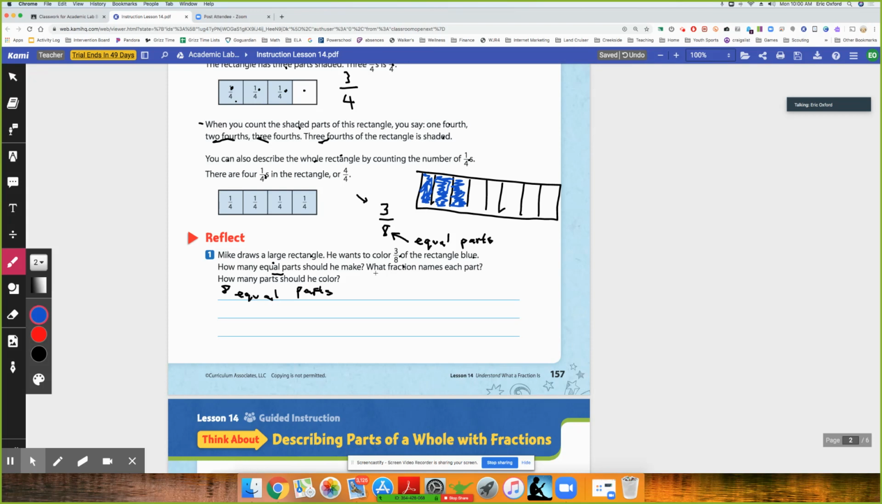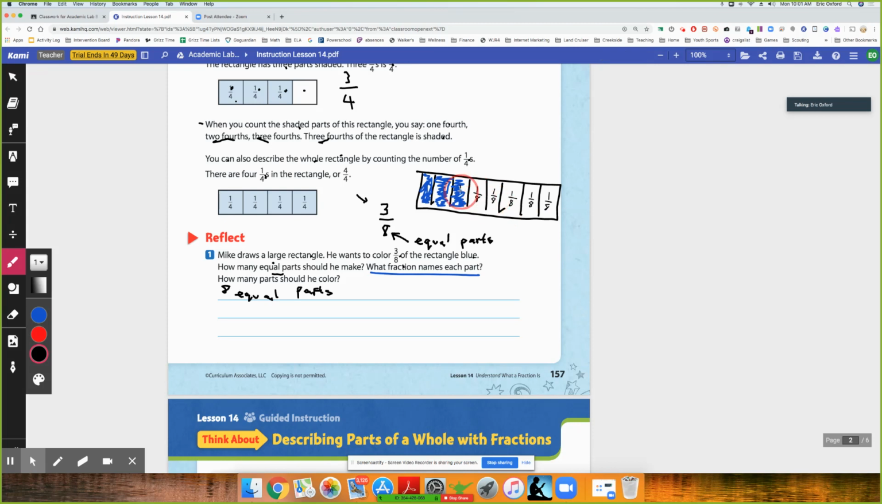And then it says, what fraction names each part? Well, if I were to go part by part here, and I'm going to change my thickness here to 1, well, I have 8 total parts, and this is just one of them, so that would be 1 over 8. Each part would be 1 over 8. And so I'll just go through here, and I'll make 1 over 8, 1 over 8. This one's 1 over 8.